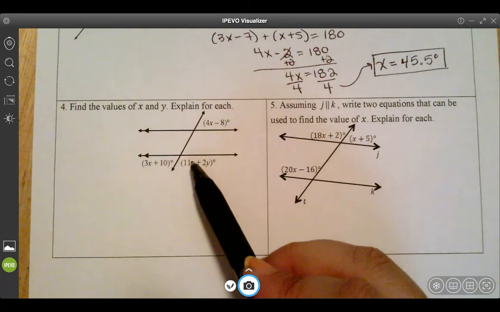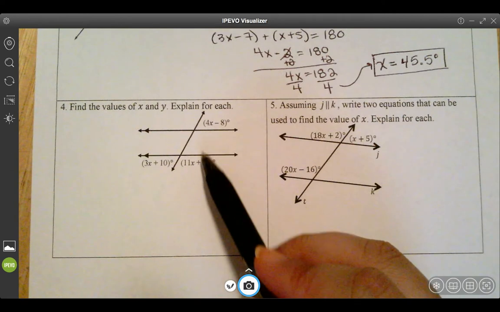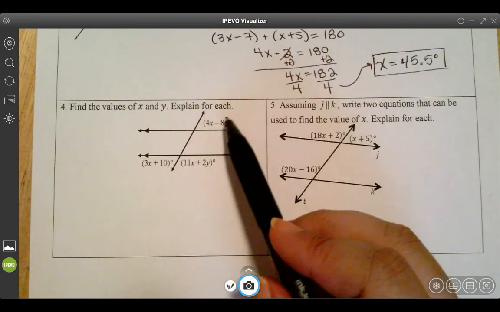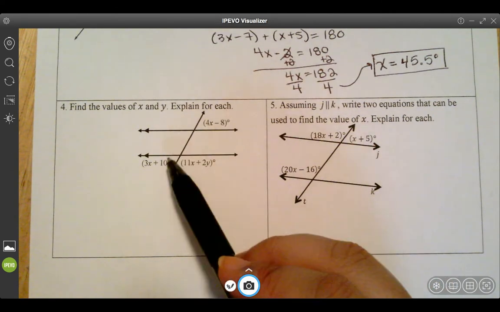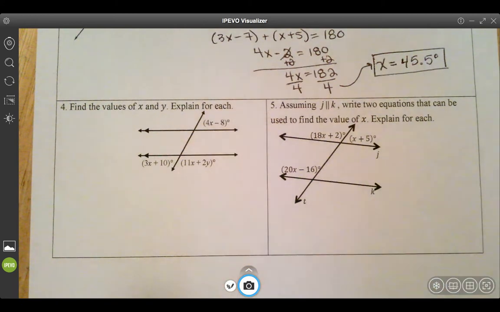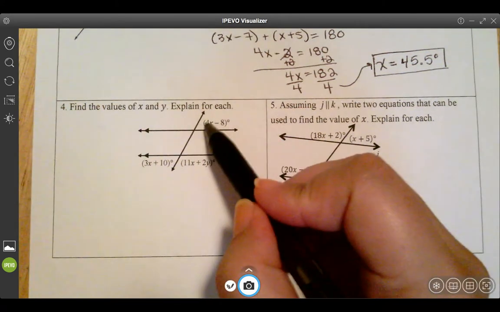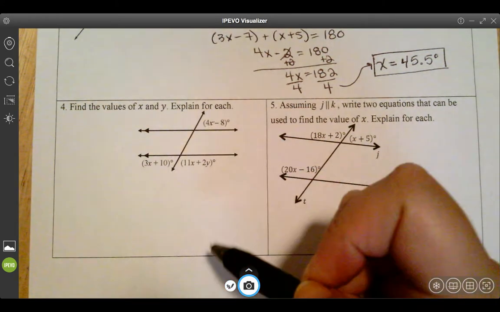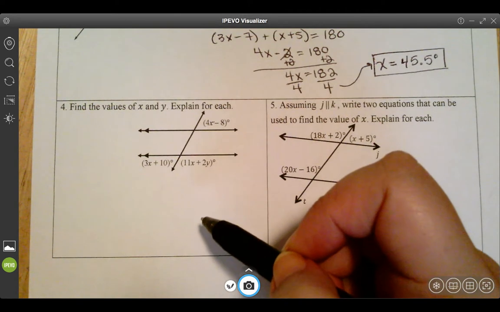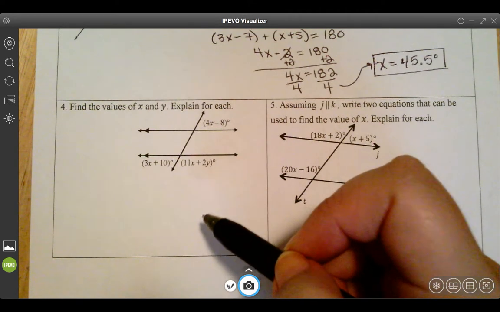I'm looking at this. This equation uses x and y, but these two have just x. And so if I use these two angles here, I can solve for x first pretty easily without using systems of equations from algebra. So let's solve for x first. We have to know what is the relationship between those angles.